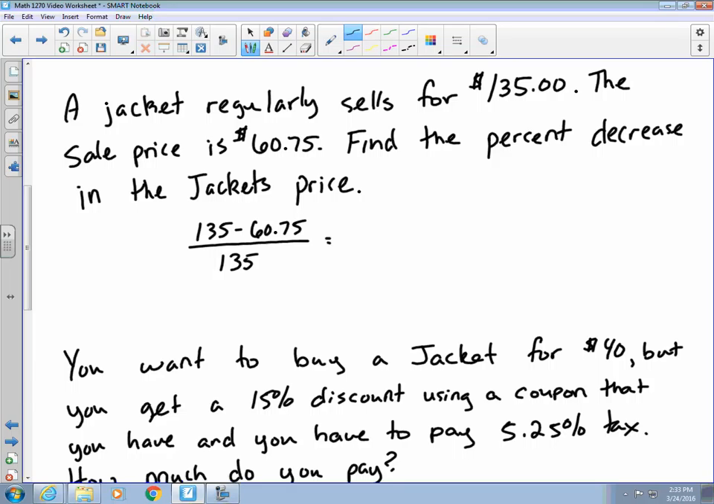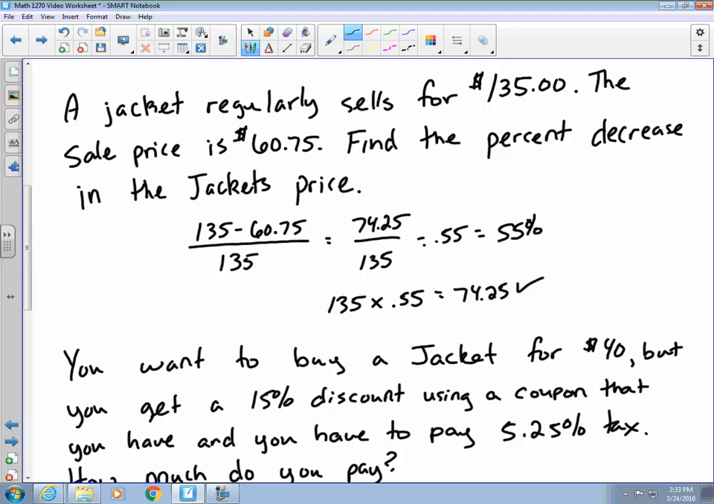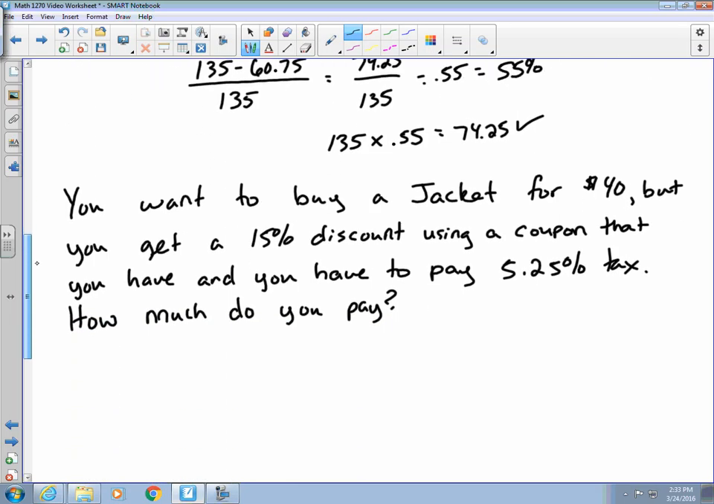If I subtract that, I get 74.25. Then you can divide it, get your decimal, and move it 2 places to the right to get your percentage. So it's a 55% decrease. You can always check that by saying, what is 55% of 135? Well, that's going to be your 74.25. So it decreased by $74.25, which is also saying 55% of the original price.